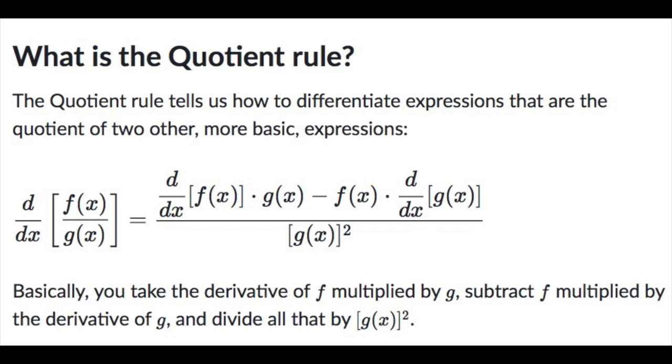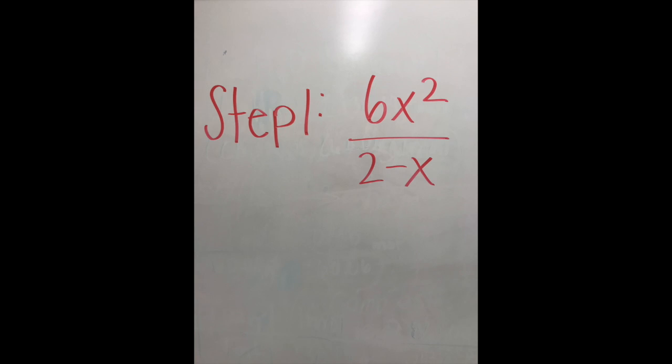When Khan Academy explains the quotient rule, they say basically you take the derivative of f multiplied by g, subtract f multiplied by the derivative of g, then divide all that by g(x) squared. Sounds crazy, right? Today I want to teach you guys a simpler version of that. Now on to the steps.